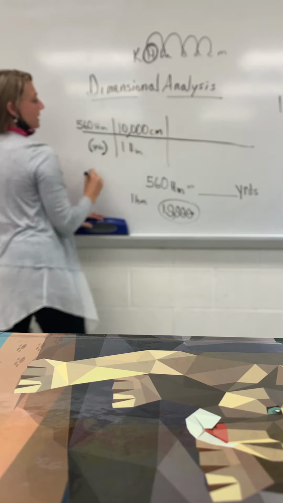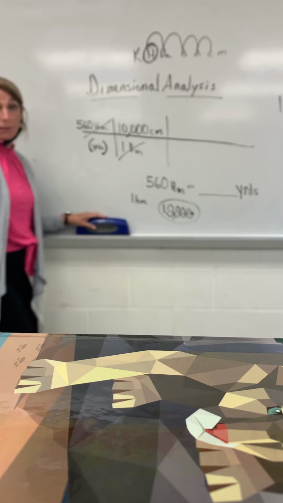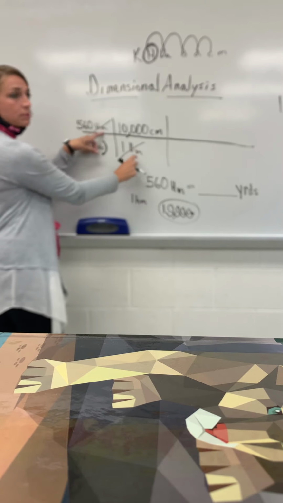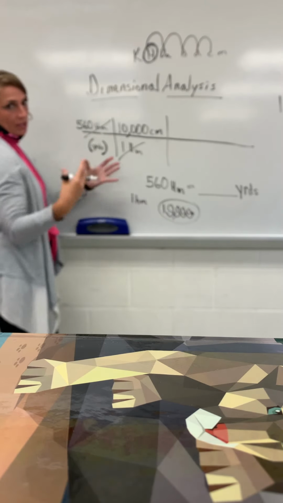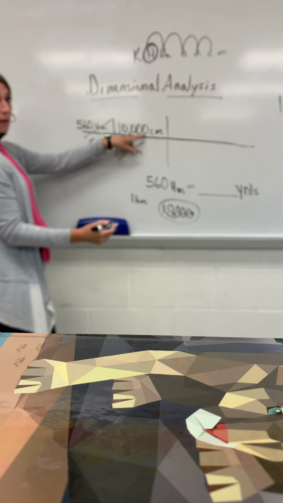So I know that 1 hectometer is the same as 10,000 centimeters. So I'm going to cross out my unit of hectometer, because I was top to bottom, I can cancel, just like a fraction, anything top to bottom, okay? So I had to go from hectometer, now I'm in centimeter.